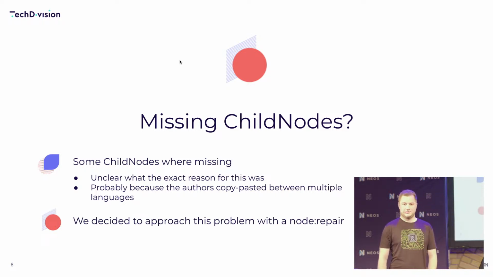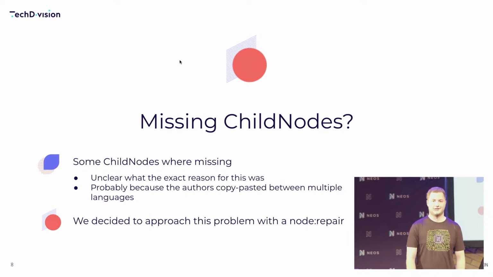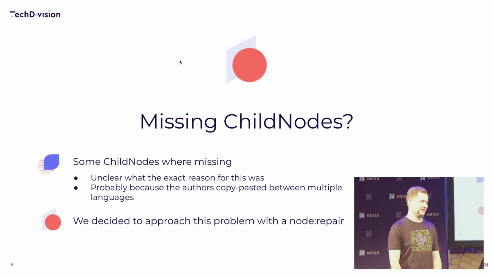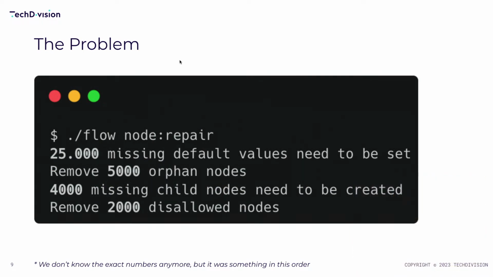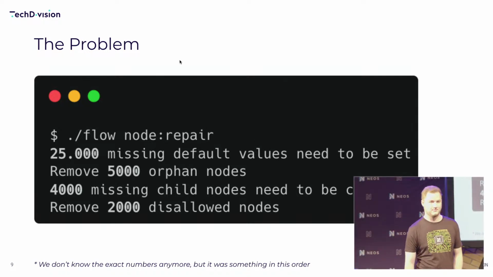So what do you do if you want to fix issues in the content repository? You try a node repair. So did we. We ran it on our local machines and got greeted by the following screen. 25,000 missing default values, 5,000 orphan nodes, which the node repair wanted to remove, 4,000 missing child nodes, and 2,000 disallowed nodes. The exact numbers I don't know, but it was somewhere in the order of this.